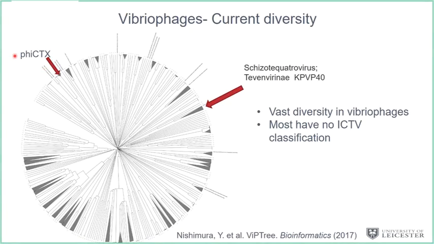Some of the things that stand out are Phi-CTX, which is over here. This is very, very distantly related to another phage that is quite well known that infects Vibrio, which is KVP40. There's a huge amount of diversity.